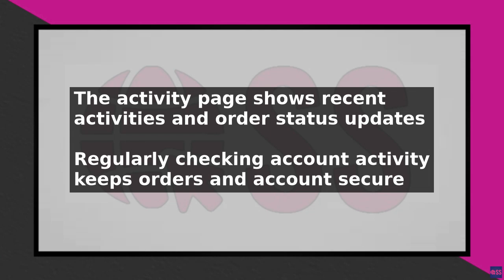This will help you stay on top of your orders and ensure that your account is secure and up to date. In summary, finding the activity page on Temu is a straightforward process that involves logging into your account, clicking on your profile picture or username, and selecting the Activity tab from the account dashboard. By following these steps, you can easily track your orders, monitor your account activity, and stay informed about the latest promotions and deals on Temu.